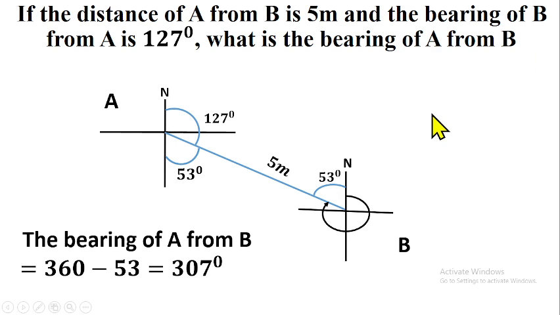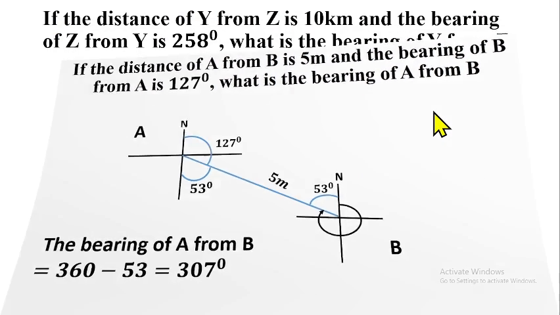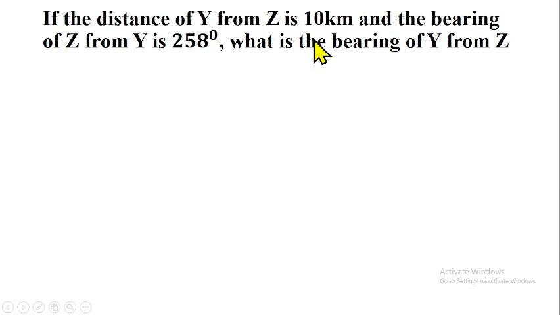So the two approaches are the same thing. Let's see another question that could broaden our intellect on this bearing of 2 points. If the distance of y from z is 10 kilometers, and the bearing of z from y is 258 degrees, what is the bearing of y from z?